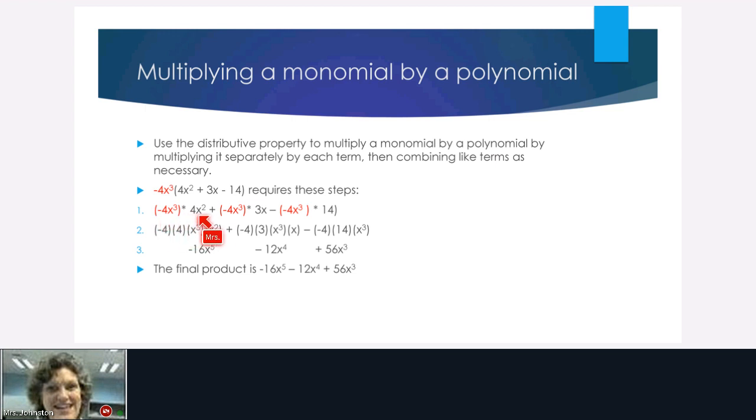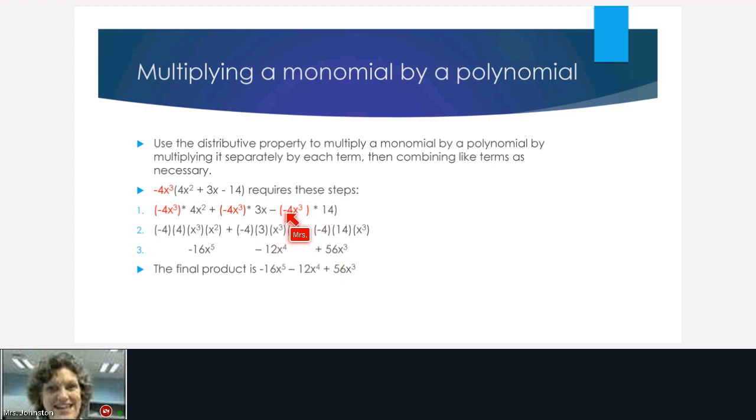Okay, let's practice what we did on the last slide. This time I have 2 numbers, negative 4 and 4, multiplied to get negative 16. X cubed times x squared makes 5 factors of x, so negative 16x to the fifth is the first new term. Negative 4 times 3 is negative 12. X to the third power times x to the 1 power is x to the fourth power. There are 4 factors of x.